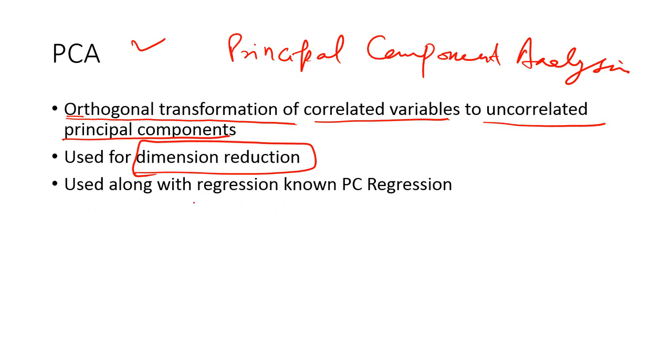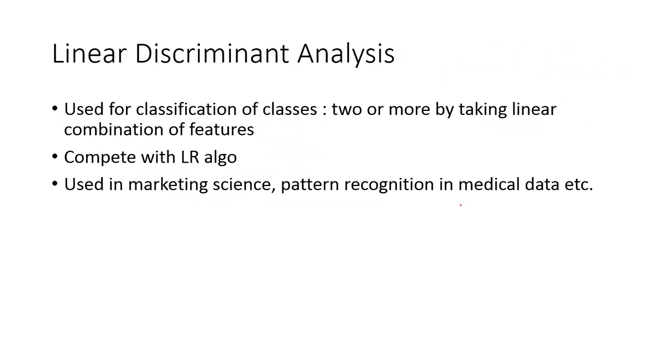It's also used for regression purposes, which we call principal component regression. What it does is first use PCA to reduce the number of features, and then it uses linear regression, which is known as principal component regression.